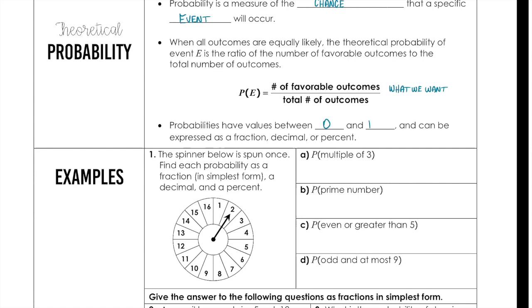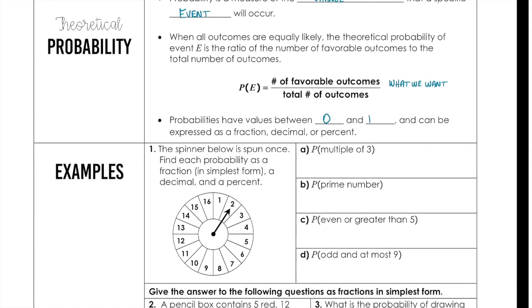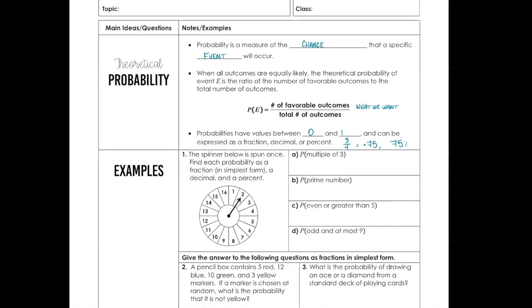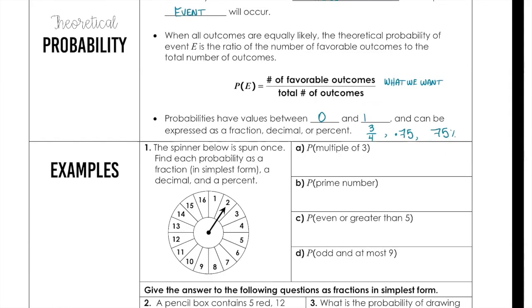Okay, so when we look at our probability, it can be expressed as a fraction. So let's say 3 out of 4. It could be expressed as a fraction, as a decimal, which would be 0.75, or as a percentage, so 75%. None of those numbers are outside of 0 and 1. They're all between it. When we do that, that's what we're going to look for.